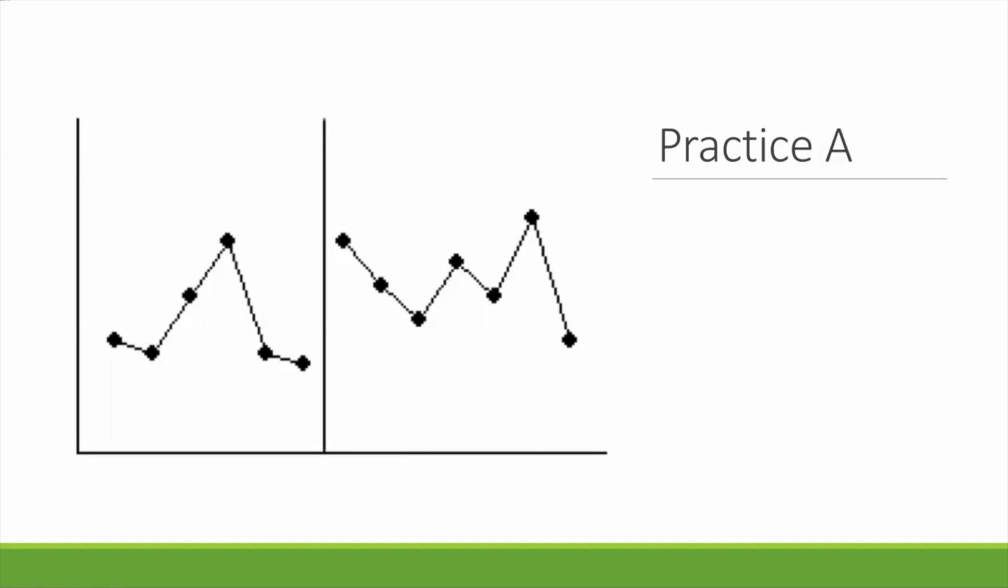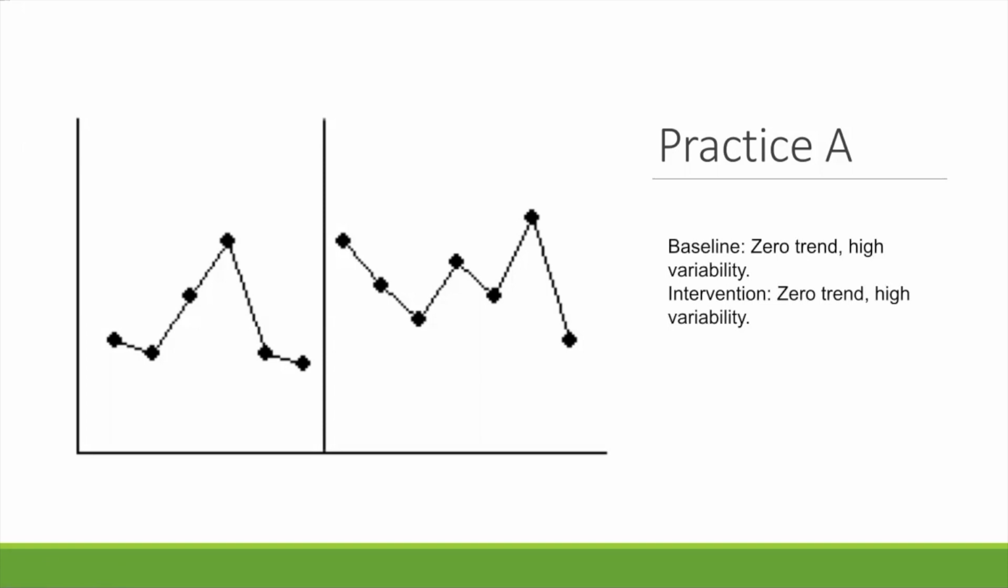Let's look at our first practice graph. Take a few moments to look at the graph and ask yourself several questions. Do you see an upward or downward trend? Does the data show stability or variability? Do you see a trend line? Was the intervention effective?